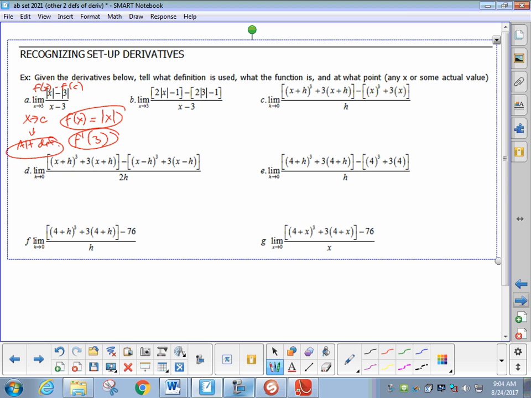Those are the three things I want you to tell me. What definition is being used? What's the function being used? And is it at a number or is it at an x? Okay. Take a look at the next one. Think it over.